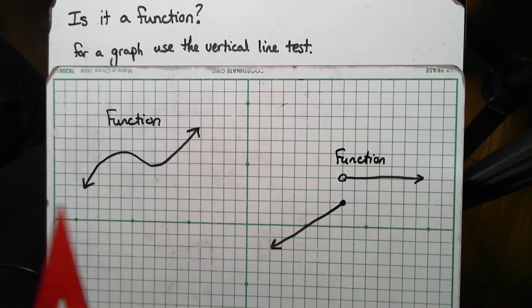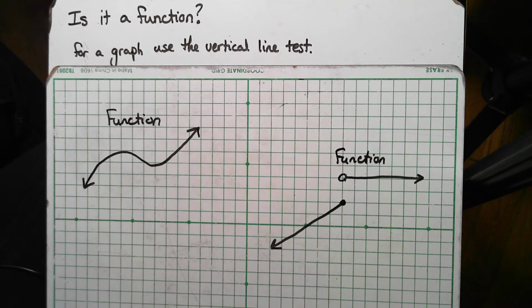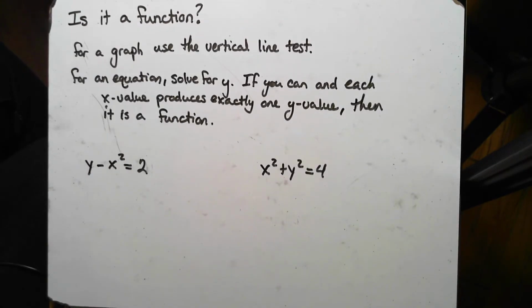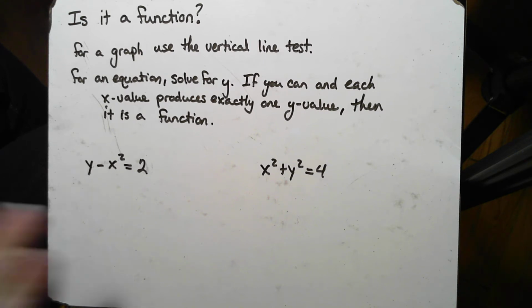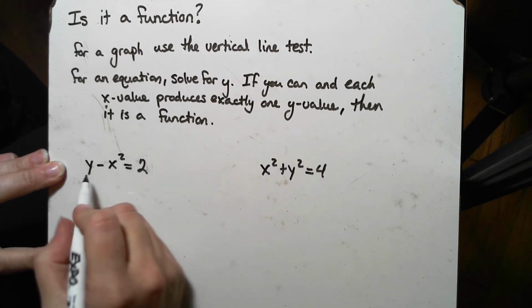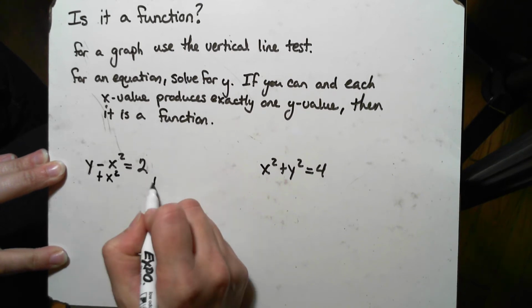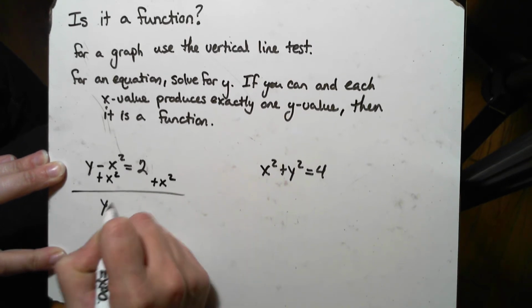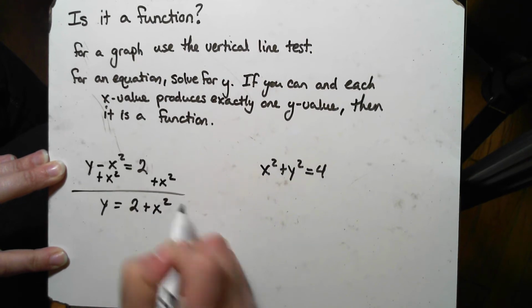Okay, now the question is, that's all well and good for graphs, and yeah, we can take a ruler and go ahead and do that, but what happens if it's an equation that they give us? So for an equation, you're going to solve for the y, or at least try to, if you can, and if each x value is going to give you only one y value, then it's going to be a function. So you'll notice I have two equations written here. So in the first one, I'm going to get y alone. So I'm going to add x squared on both sides. So I have y equals 2 plus x squared.